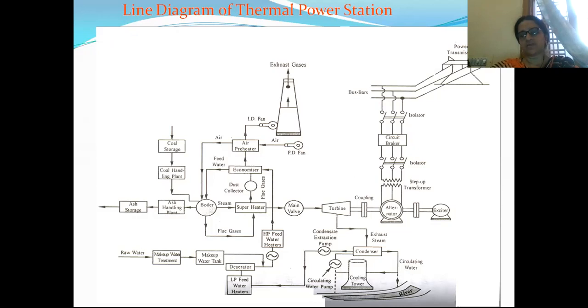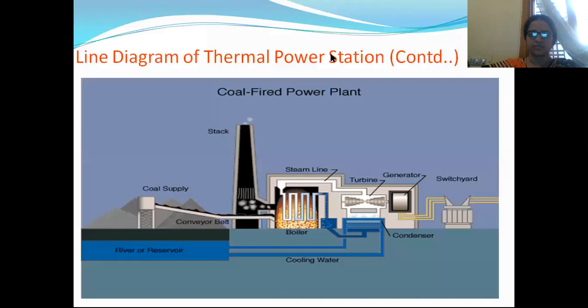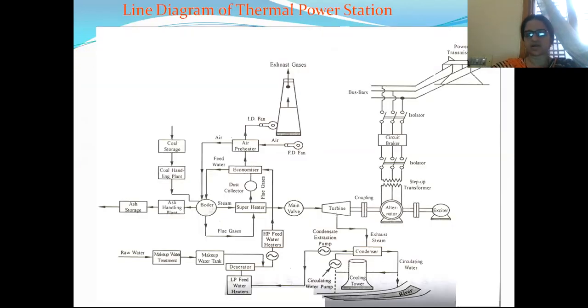From the alternator, mechanical energy is converted into electrical energy. By using an alternator you convert mechanical energy into electrical energy. We can't expect that whatever electrical energy is generated can be supplied only to nearby areas, because thermal power plants are usually constructed on the outskirts.